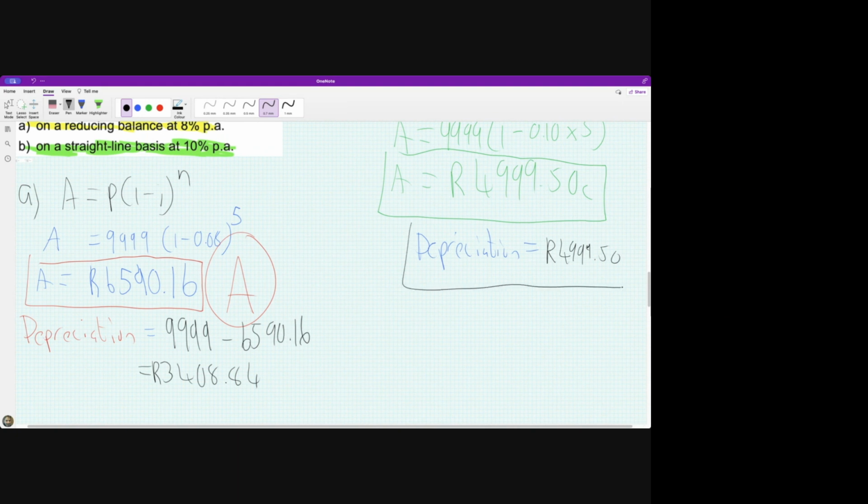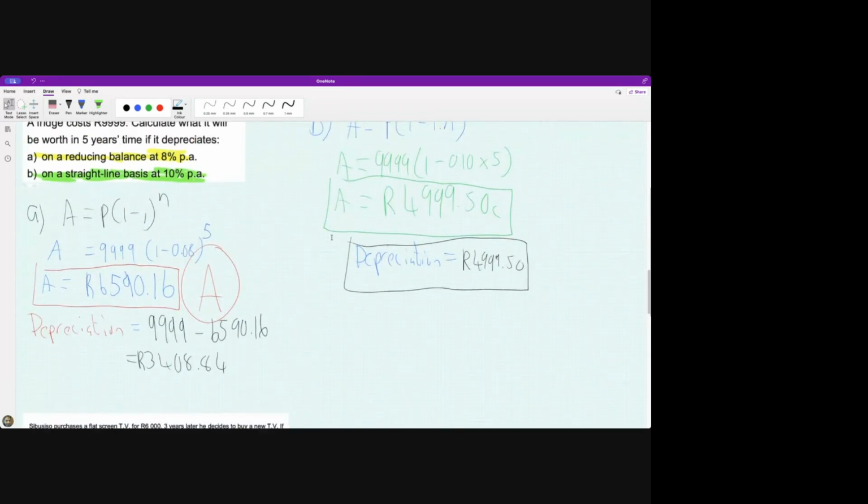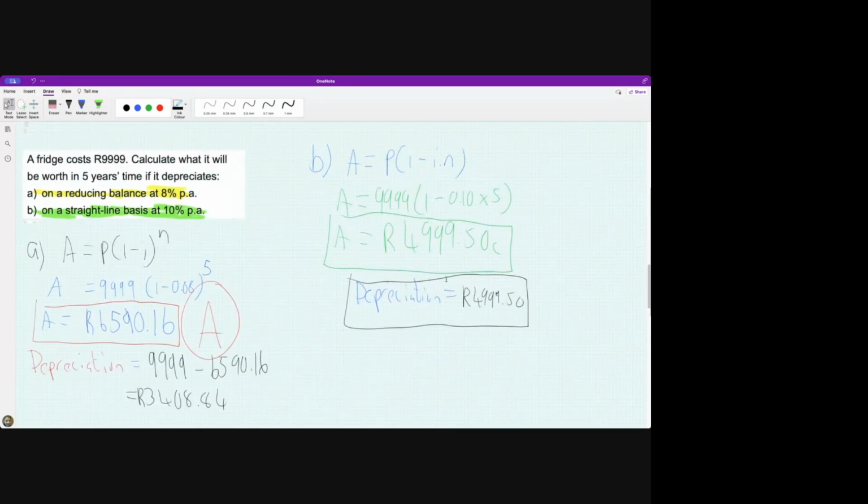So what you see is that the straight line depreciation has lost more value, whereas the reducing balance has only lost that much. That's why it's still worth more. So it's good to understand the difference between the depreciation rate and the amount of depreciation.